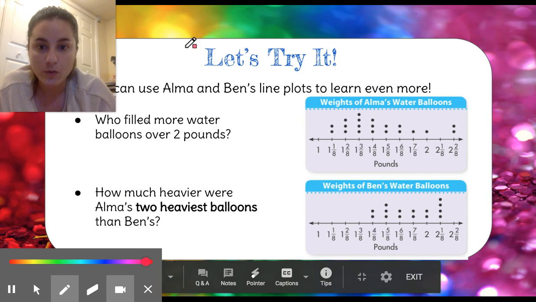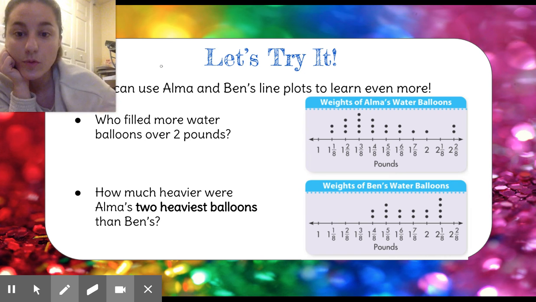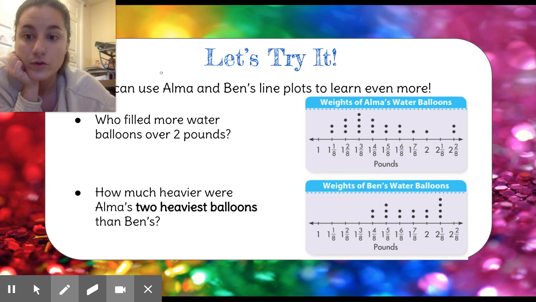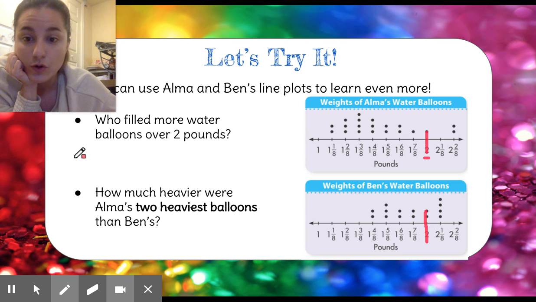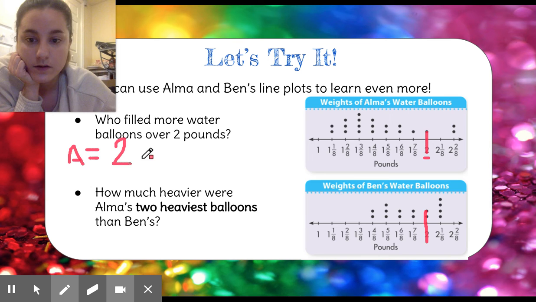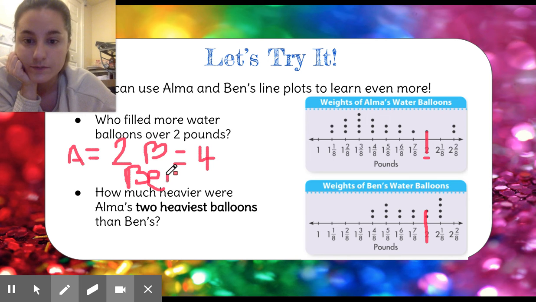Okay. We can use Alma and Ben's line plots to learn even more. Who filled more water balloons over 2 pounds? So over 2 means you don't count 2. So I'm going to cross out 2 right away so we're not tempted. Alma filled 2 water balloons over 2 pounds. Ben filled 1, 2, 3, 4 water balloons over 2 pounds. So Ben filled more over 2 pounds.